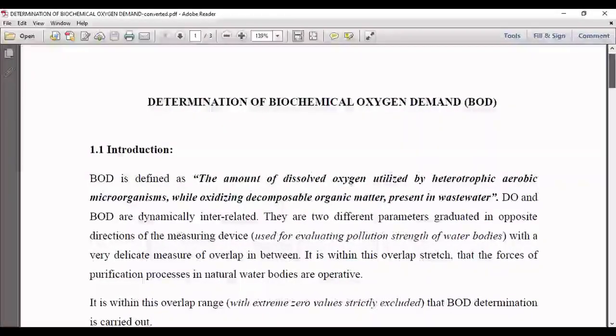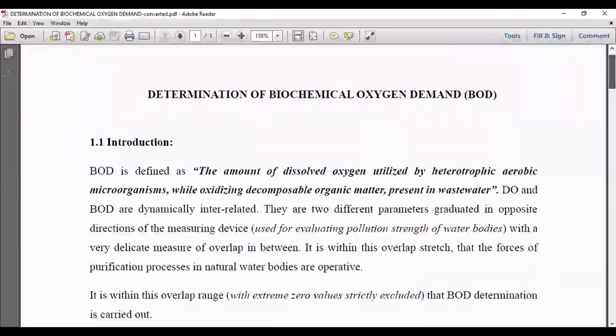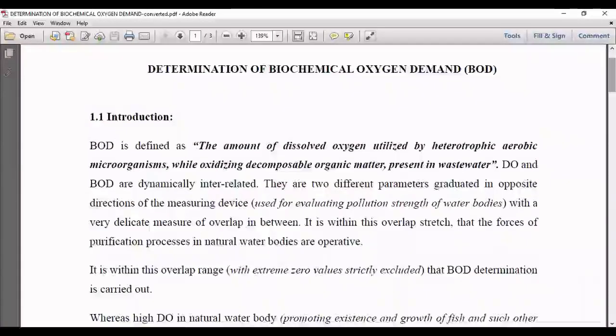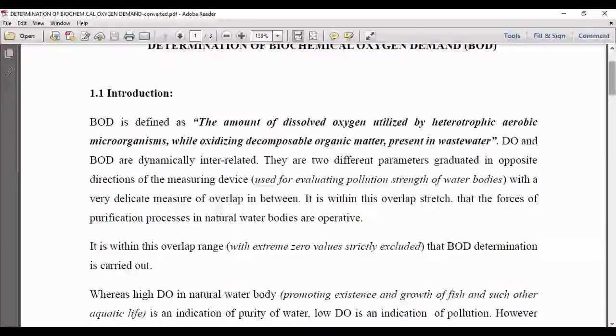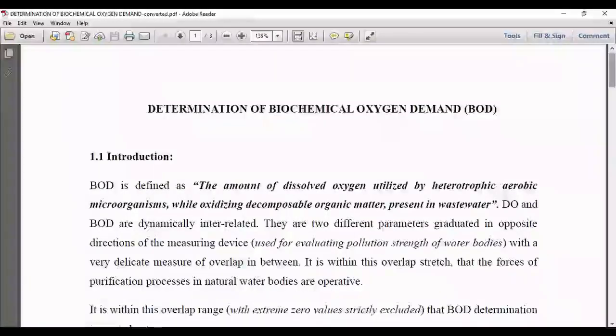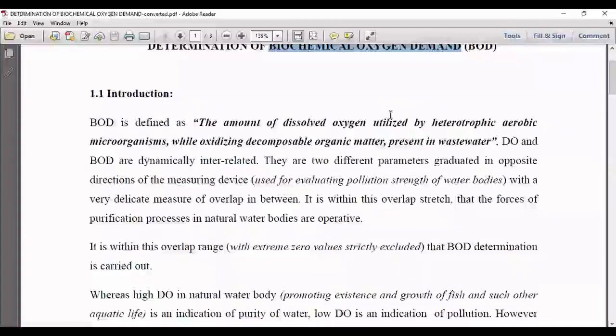You're going to understand the experimentation of determination of biochemical oxygen demand, that is BOD. You have to remember the full form of BOD. It is biochemical oxygen demand and not biological oxygen demand. So it is biochemical oxygen demand. Let's understand what is the definition of BOD.